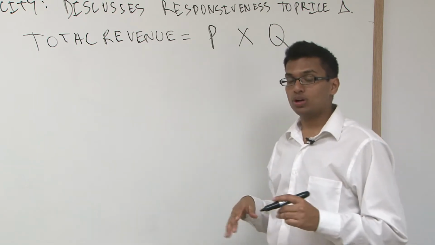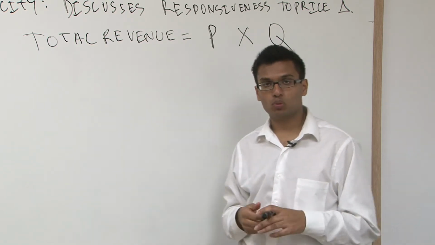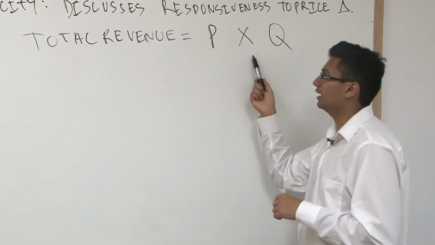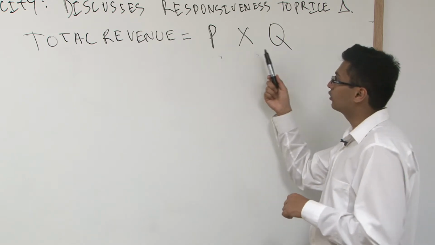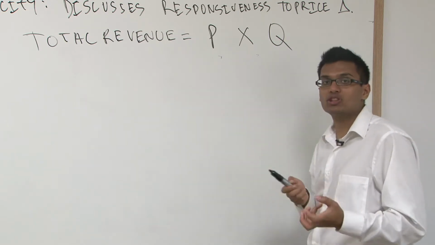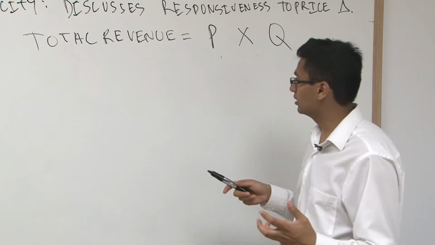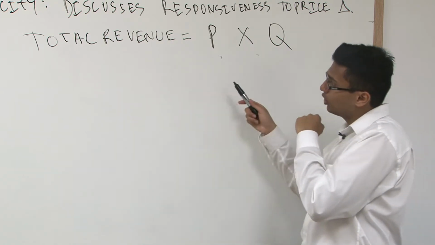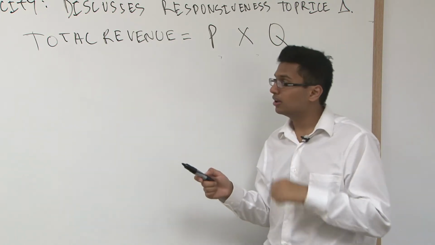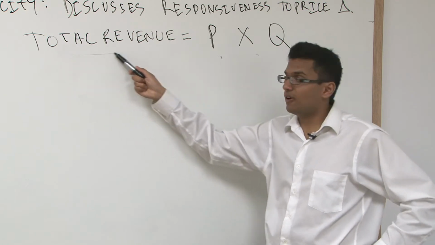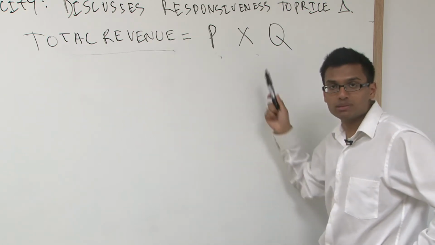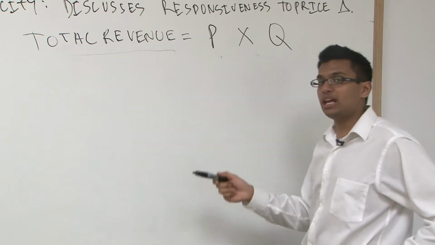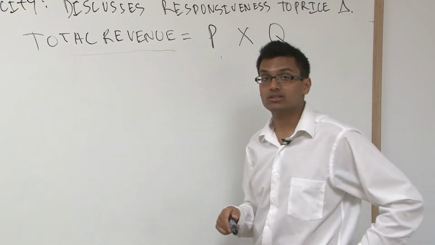Okay, why is that important? Because when you talk about elasticity, we're going to talk about these two things: how price and quantity change and how they respond to each other. And it's really important because as a producer, the amount of money I make, my revenue, is dependent on my price and my quantity. Either of these changes, my revenue changes, okay?